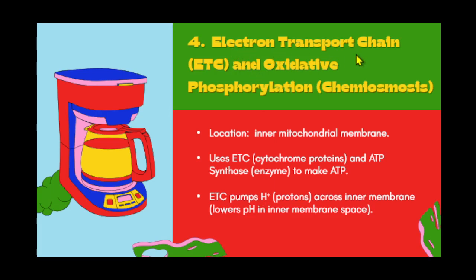The electron transport chain, or ETC, and oxidative phosphorylation. The location of this process is the inner mitochondrial membrane, and it uses the ETC. We have different proteins that help us do the job, and ATP synthase, the enzyme, to make ATP. Overall, the electron transport chain pumps hydrogen ions, which are protons, across the inner membrane, which then lowers the pH in the intermembrane space. I'll show you what it looks like.